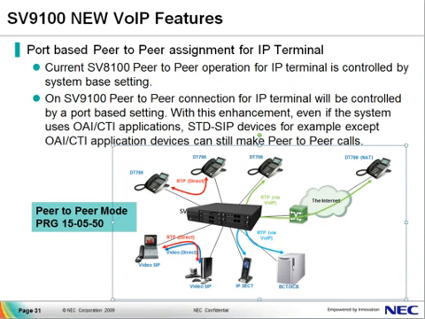With the SV8100, peer-to-peer operation for IP terminals was controlled by system-based settings for DTerm IPs, DT700s, or standard SIP devices. On the SV9100, peer-to-peer connection has been opened up for IP terminals so that they are now controlled by a port-based setting. With this enhancement, if the system uses OAI or CTI applications such as BCT or UCB, along with standard SIP devices for example, the UCB or BCT devices can have peer-to-peer disabled. However, the other standard SIP devices can still continue to make peer-to-peer calls. The new setting for peer-to-peer mode has now been moved from 1026 to PRG 150550.